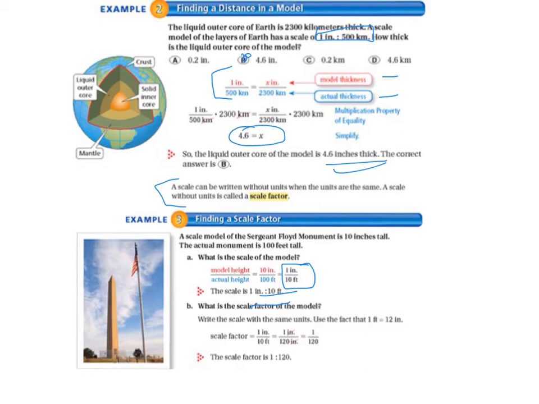What is the scale factor of the model? Write the scale with the same units. Use the fact that 1 foot equals 12 inches, so the scale factor equals 1 inch over 10 feet, and then we cross out inches and substitute in 120 inches for 10 feet. And so our scale factor is 1 to 120.